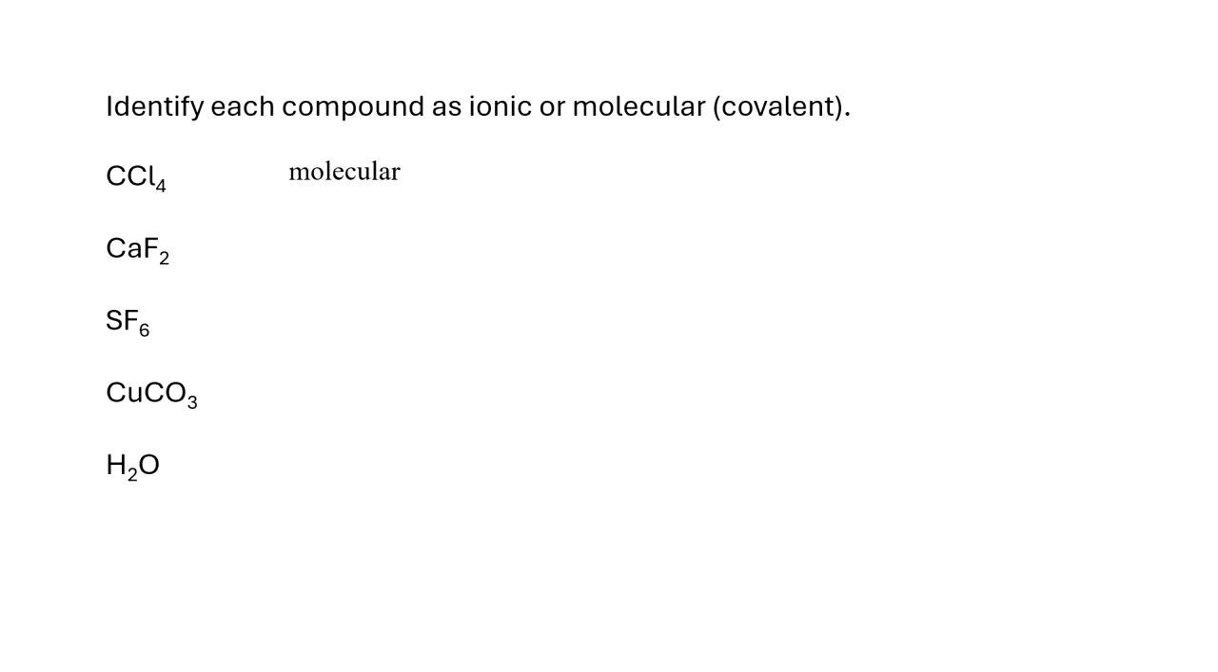Next up, we have CaF2, that is calcium fluoride. So we have calcium, which is a metal, you guys know that. Fluorine is a nonmetal if you look at your periodic table. So a metal plus a nonmetal gives us an ionic compound.